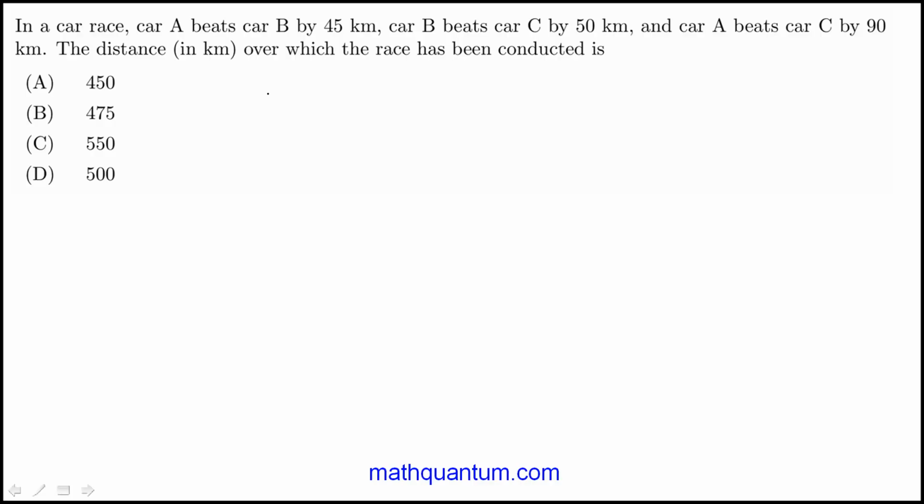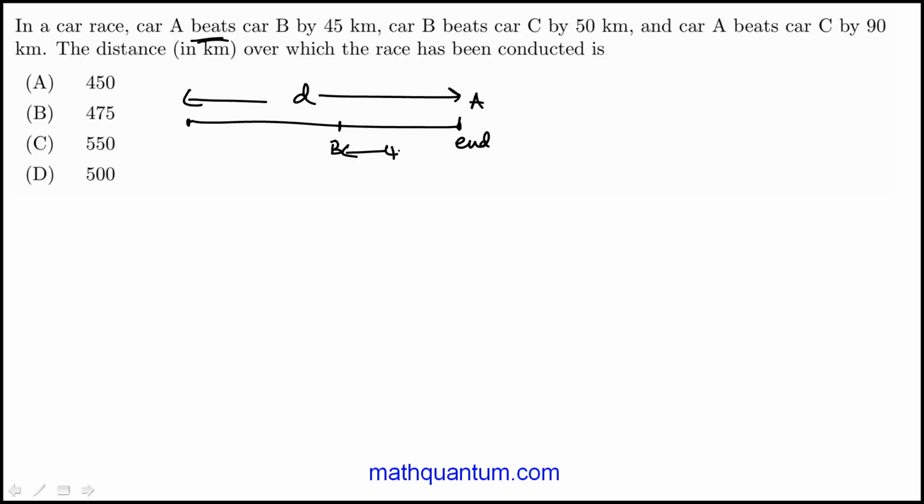So I find these types of questions difficult, partly because you end up with too many variables here, or at least my approach here. So let's start with this. Car A beats car B by 45 kilometers, which means when A reaches the end, let's say that distance is D, which is what we need. B is here, so that A is 45 kilometers ahead.